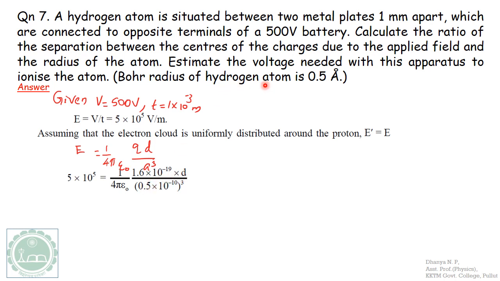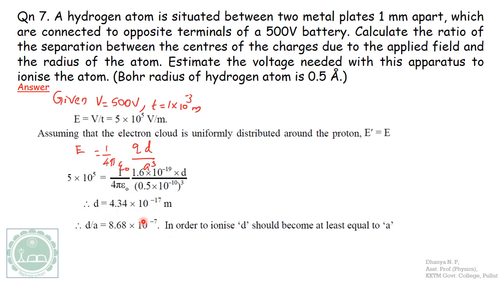Given radius of hydrogen atom is 0.5 angstrom, it is equal to 0.5 into 10 raised to minus 10 meter, 0.5 into 10 raised to minus 10 whole cube. And it is given that calculate the ratio of the separation between the centers of the charges due to the applied field and the radius of the atom. Estimate the voltage needed with this apparatus to ionize. From this equation d is equal to 4.34 into 10 raised to minus 17 meter.